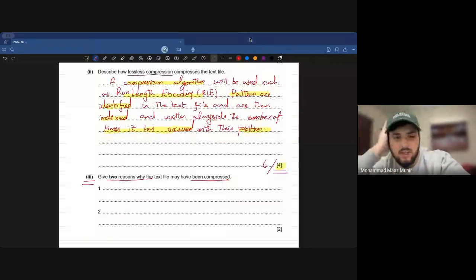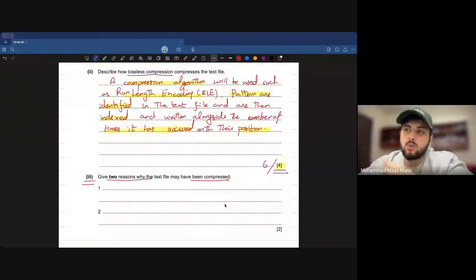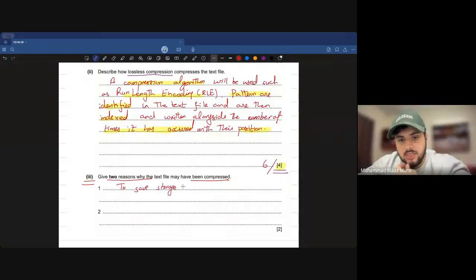Maybe to save storage space, right? To maybe quickly transmit it. So these are the two valid points. You can also say that to make it small so that it could be transmitted with an email, or maybe to reduce the bandwidth needed to transmit. So the easier ones are basically to save storage space and to quickly transmit it. To save storage files, storage memory, and second will be to quickly transmit the files. And you're going to get a perfect 2 on 2 for this.